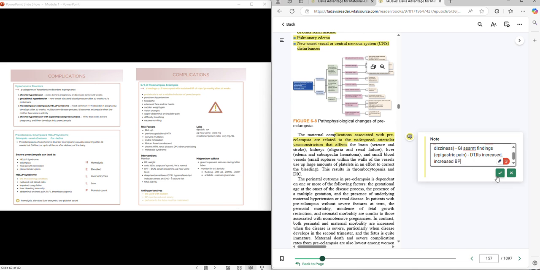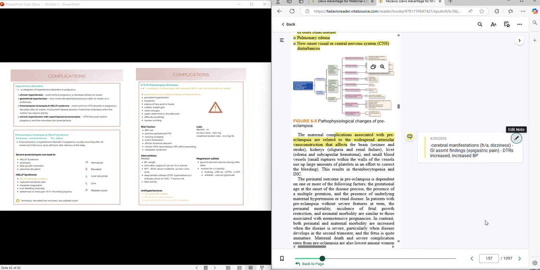So when I go in and I start assessing somebody for preeclampsia, I'm asking them, have you had any headache, blurred vision? That's another one I didn't list up here, but that's one. Blurred vision, dizziness, epigastric pain.